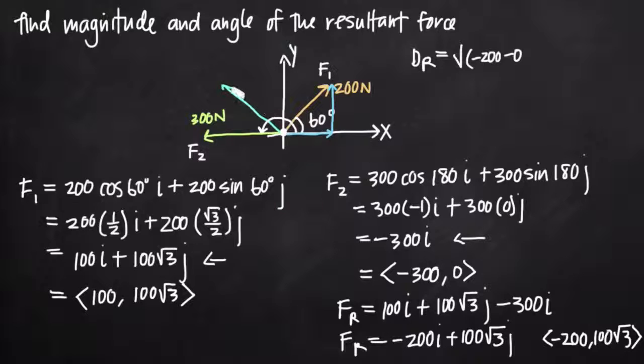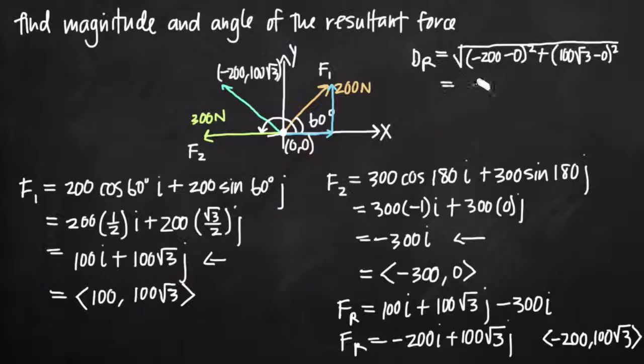Remember where we started it. It's going to end at the terminal point here, (-200, 100√3), like this. So we say -200 minus 0, because this point here is (0, 0), so we're using the distance formula to find the distance between these two points. So (-200 - 0)² + (100√3 - 0)², like this.